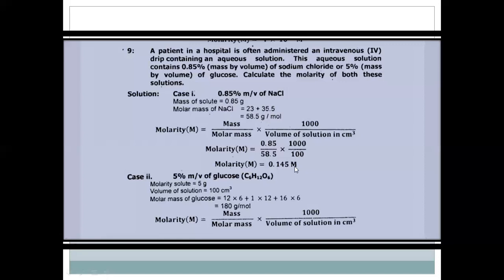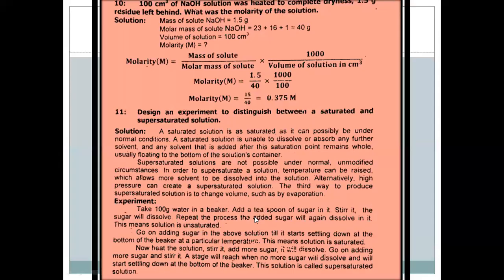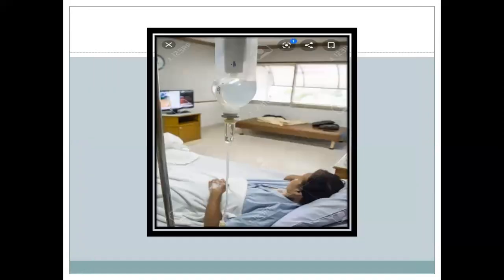Now we will find it for glucose. 5% means 5 grams per 100 centimeter cube, the same. The formula of glucose is C6H12O6, so the molar mass is 180 grams per mole, and by putting it into the formula, we will get the answer.